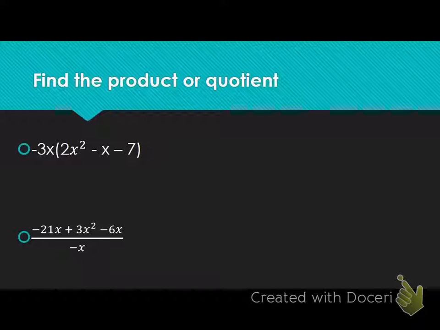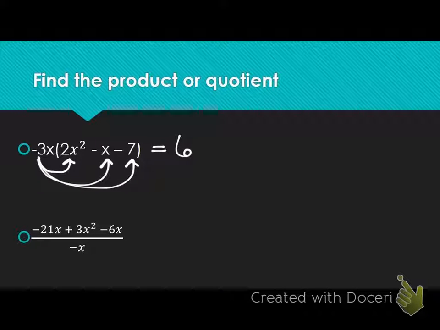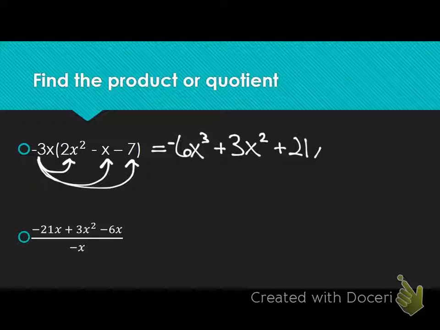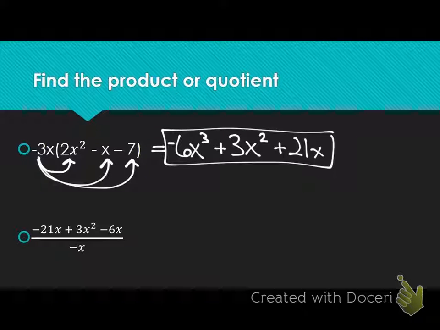All right, ready? So negative 3x times positive 2x squared would be what? Negative 6x to the third. Okay, negative 6x to the third, and then negative 3x times negative x, positive 3x squared, and negative 3x times negative 7, plus 21x.